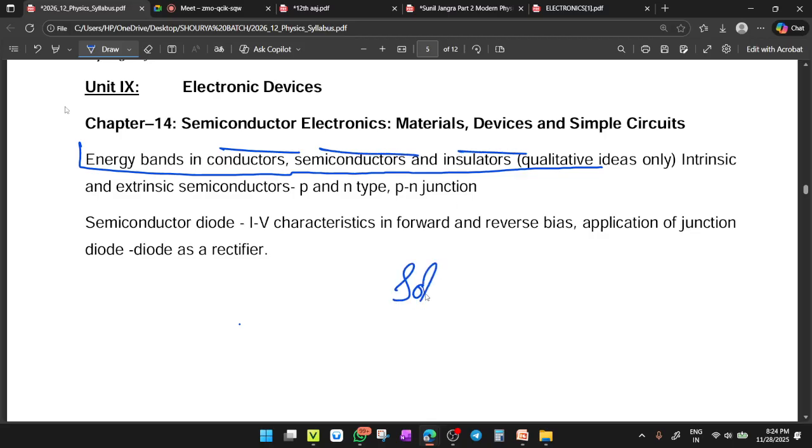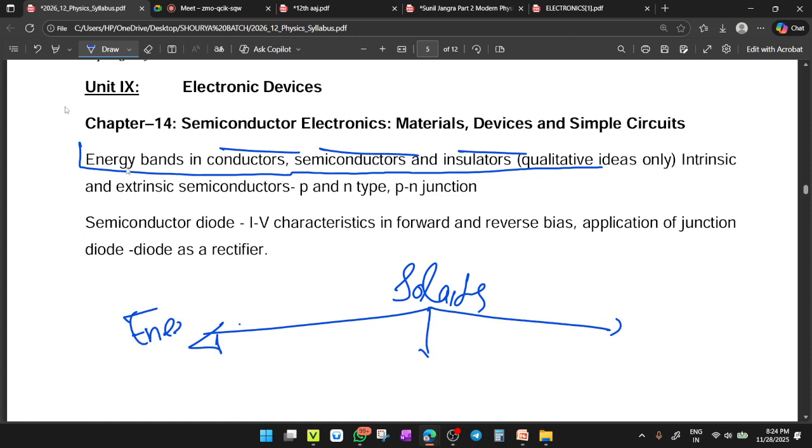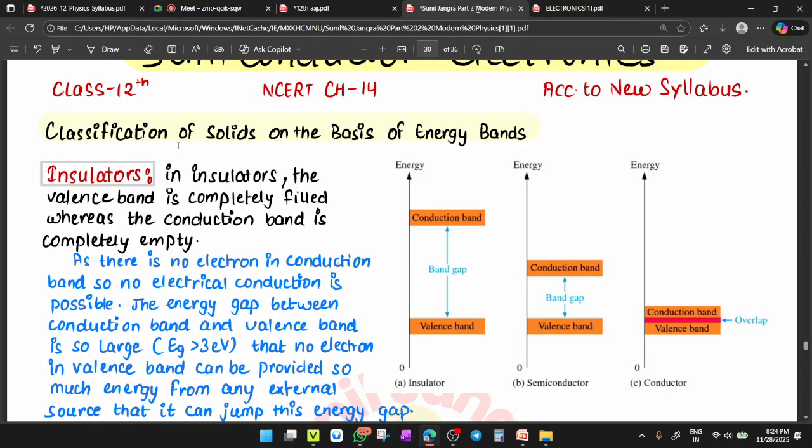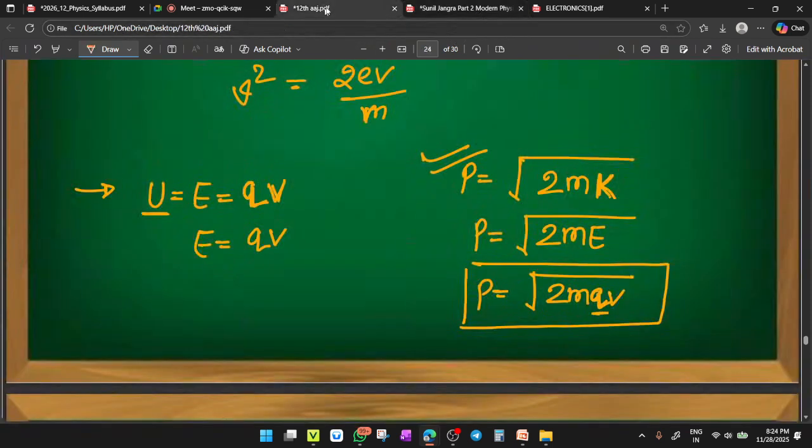These are solids. We have to differentiate solids in the form of their energy band gaps, because we have to realize the energy bands in conductors, semiconductors and insulators. So the first topic will be classification of solids on the basis of energy bands, because we have three types of solid: first insulator, then semiconductor, then conductor. Make the first heading: classification of solids on the basis of their energy bands.